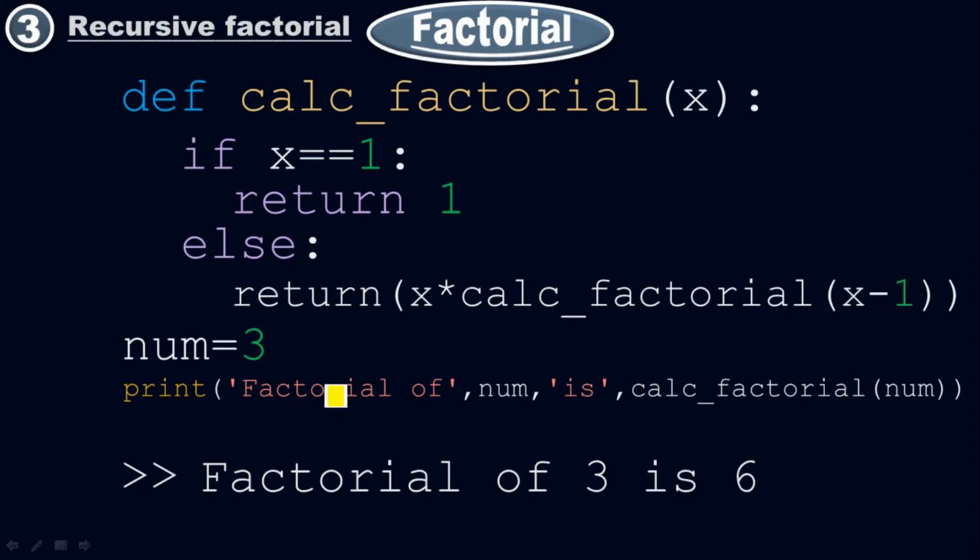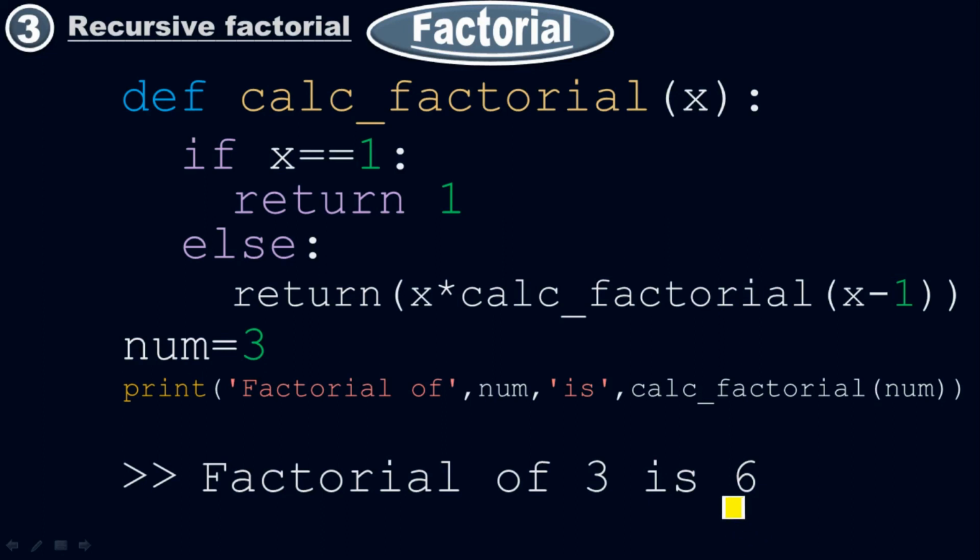This factorial of, from here up to here, is because of this red line, factorial of, and then comma num. For the num we have 3 here because num equals 3. Is, this is because of this red is, and then comma, calculate factorial of num. What is num? Num is 3. So factorial of 3 is 6. Look, this 3 decreases by 1 here: 3 times 2 times 1. If we have 4 here, it will be 4 times 3 times 2 times 1.